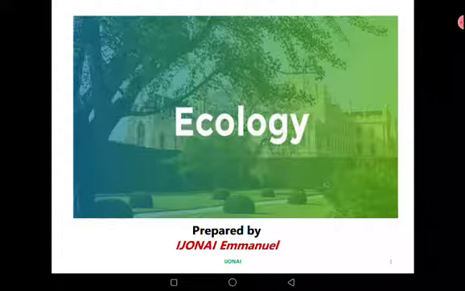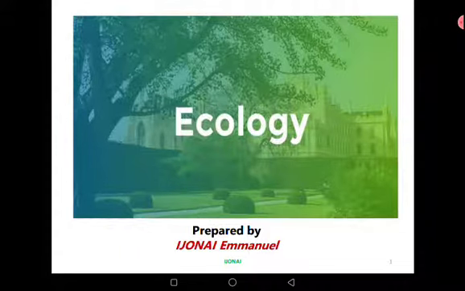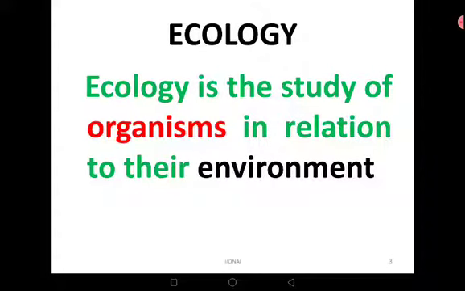So today we want to introduce to you ecology. What is ecology? Well, you must have come across this. Ecology is the study of organisms in relation to their environment. So in this topic we are looking at organisms, living things, and how they affect the environment, or how the environment affects them. So the scientific study of such interactions is what we are terming ecology. I think that is interesting.